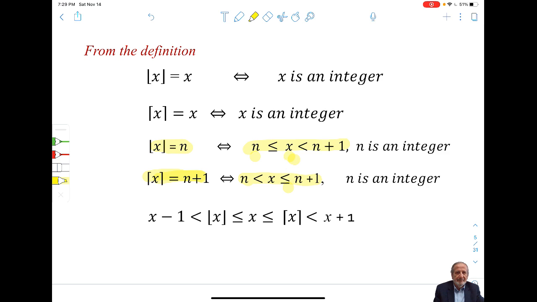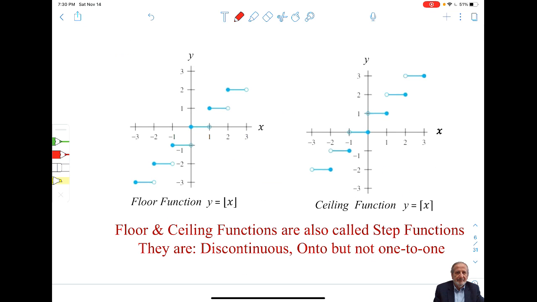And you can easily see that x is less than or equal to the ceiling function of x, which is less than x plus 1, and x is greater than or equal to the floor function of x, which is greater than x minus 1. Now these functions are also called step functions because they look like steps, and they are discontinuous, onto, but not one-to-one.